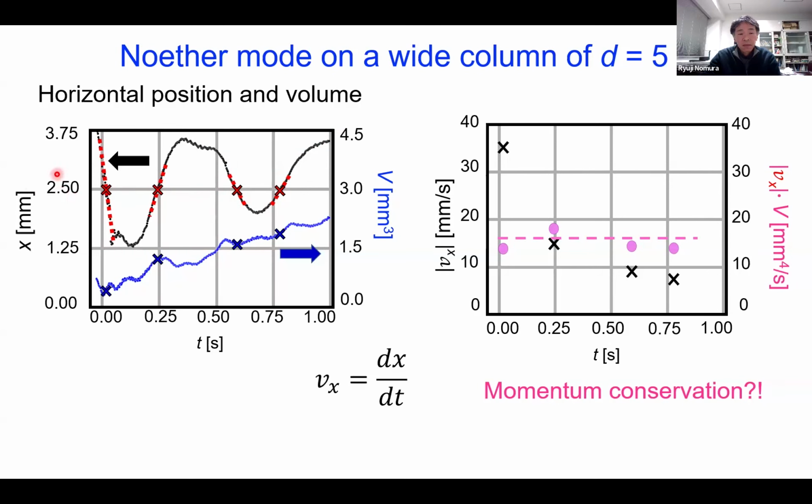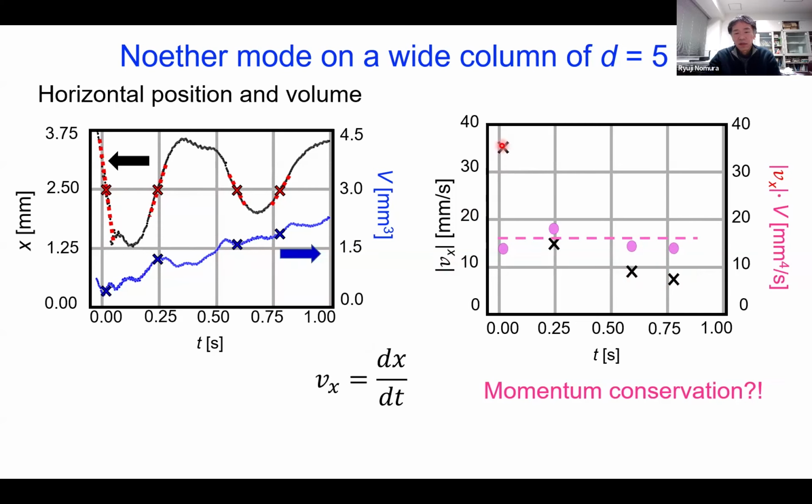And at this place, 2.5 millimeter, this means that it's the center of the column because it has a 5 millimeter diameter. So this is the center position. And I took the derivative of this data at this point. So from this derivative, we can estimate the horizontal velocity of the droplet, vx. Now this is a plot of vx as a function of time. So the droplet slows down like this.